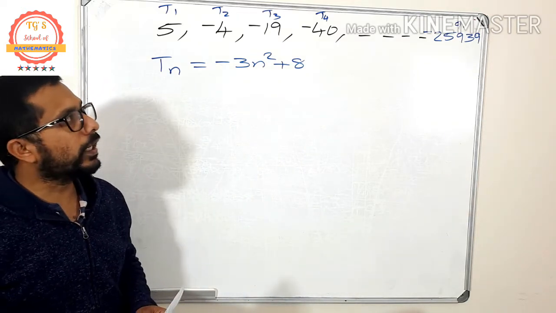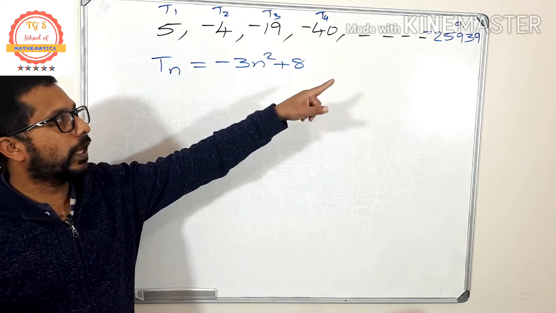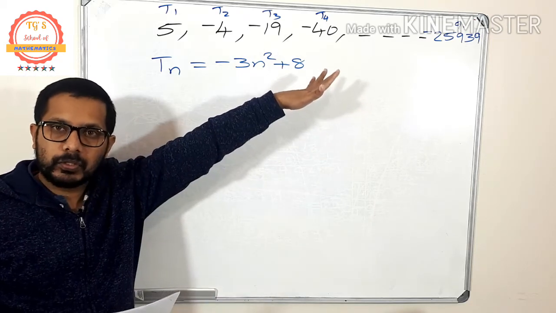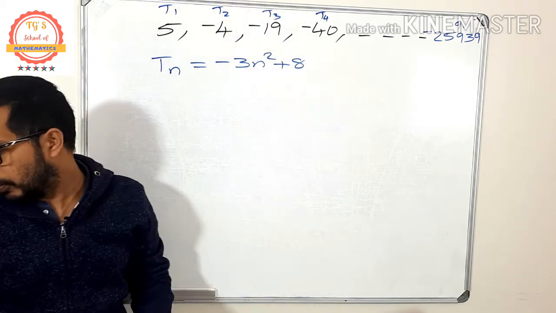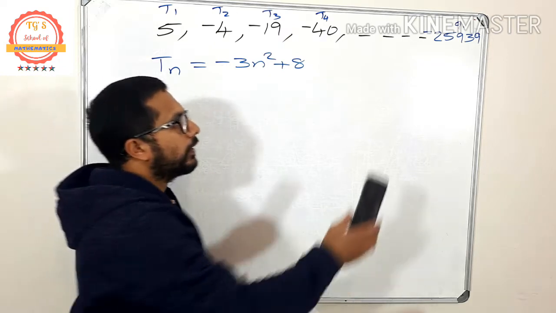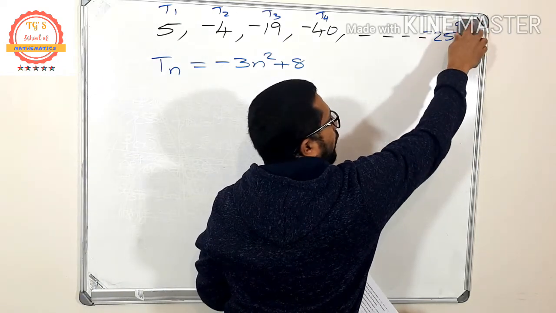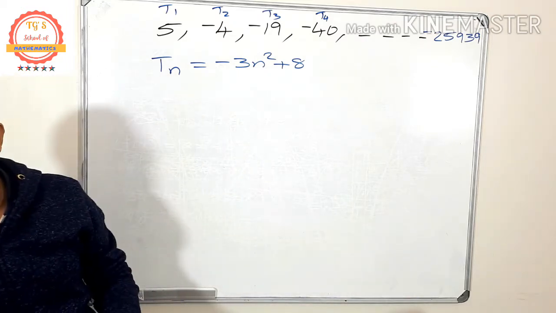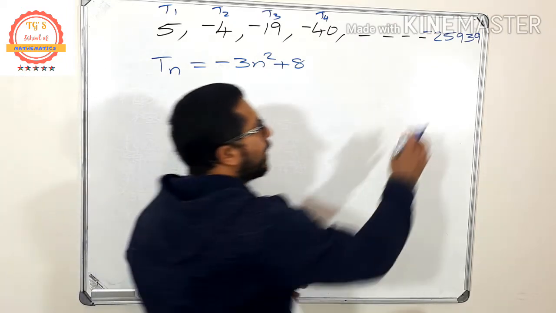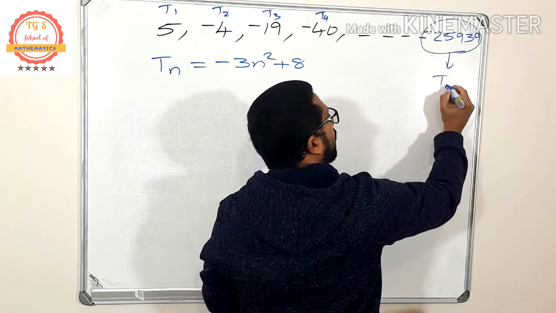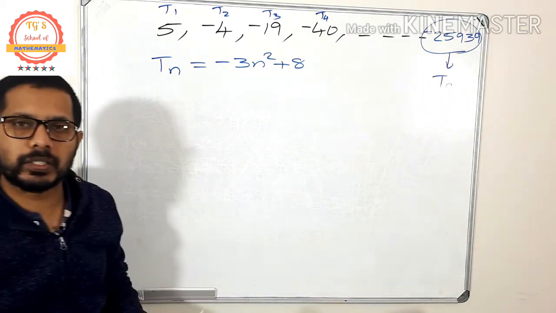So what is that minus 25,939? Is it not the last term? So there is a last term. Normally last term or nth term, how can we represent? That is our Tn. Am I right? Last term or nth term, how can we represent? Tn. That means this one is our Tn, nth term or last term.